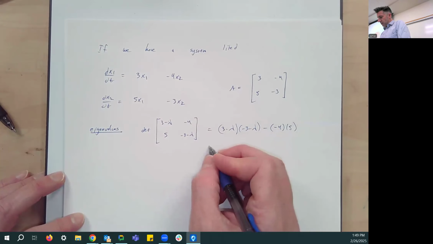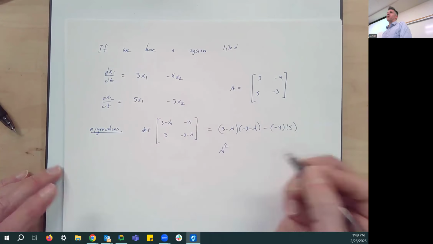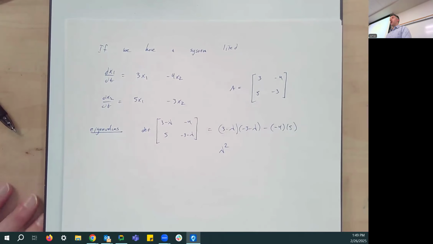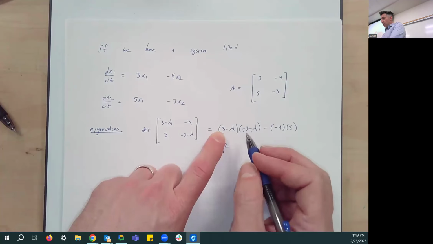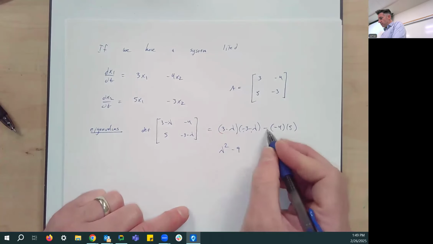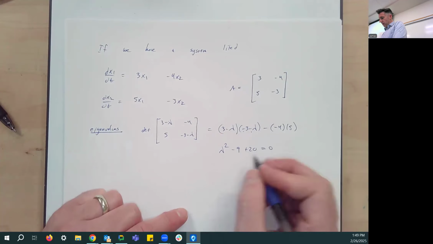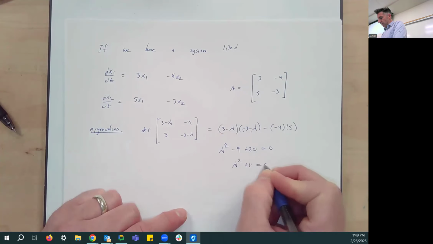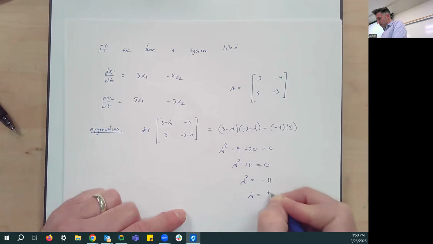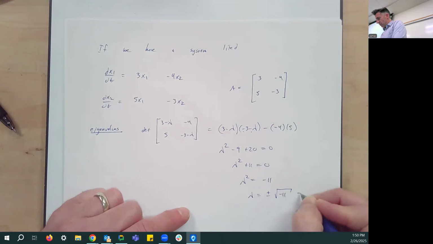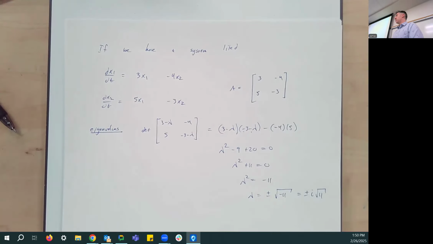And then simplifying this, we get lambda squared. You always get lambda squared, it is unavoidable. You always have something minus lambda times something minus lambda, so you get negative lambda times negative lambda, which is always lambda squared. And then we have a plus 3 lambda minus 3 lambda, so we have a 0 lambda there. And then we have a -9 plus 20. So we have lambda squared plus 11 equal to 0. Lambda squared equals -11. Lambda equals plus or minus the square root of -11, which we typically write as plus or minus i root 11. So there's our eigenvalues.